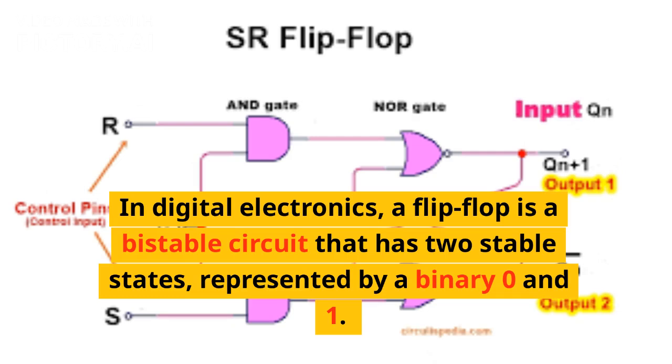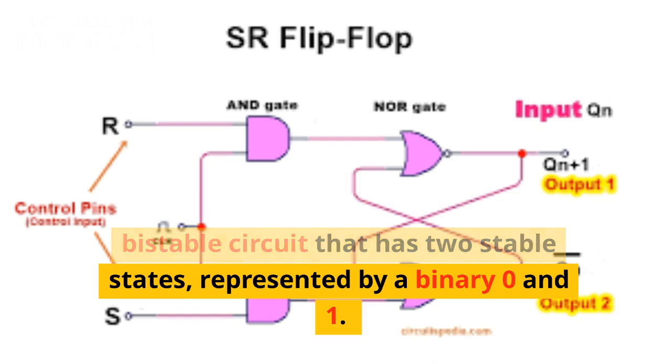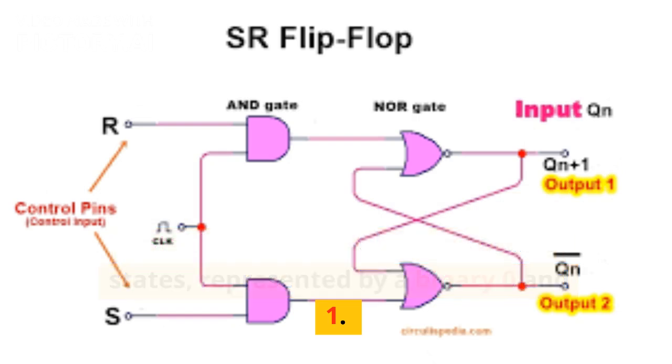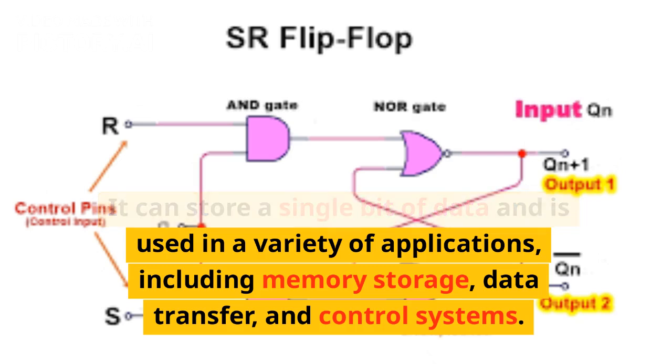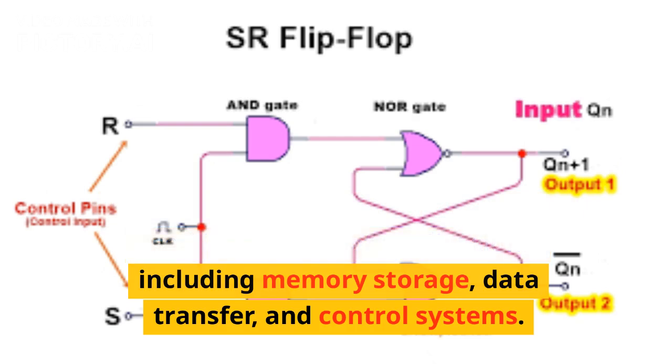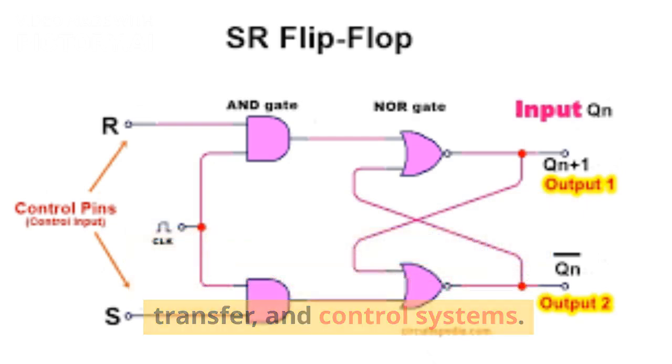In digital electronics, a flip-flop is a bistable circuit that has two stable states, represented by a binary 0 and 1. It can store a single bit of data and is used in a variety of applications, including memory storage, data transfer, and control systems.